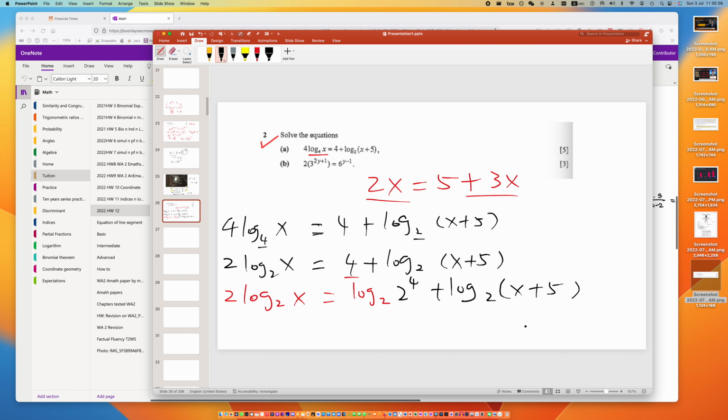Okay, good. So what you have here is pretty simple. You make use of the product rule, which is log 2 to the power of 4. Is it times? Can you help me check? Is it times? The product rule.